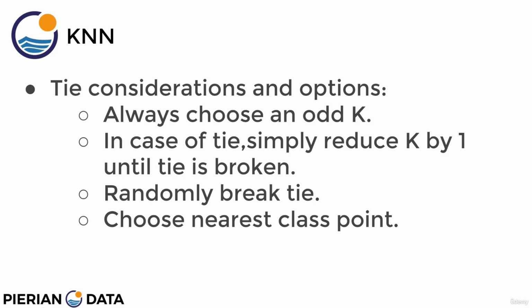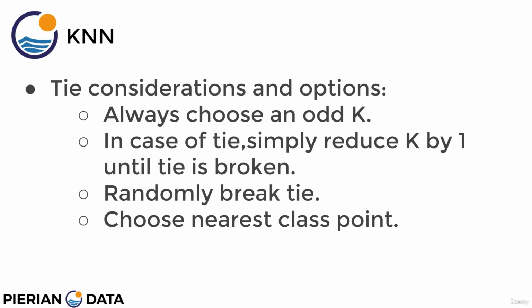If you have only 2 classes and you have an odd number of k, then you'll never have a tie. Another method is, in the case of a tie, simply keep reducing k by 1 until the tie is broken. You could also choose to simply randomly break the tie. In the case of a tie, randomly choose one of the classes. Or, finally, you could choose the nearest class point.